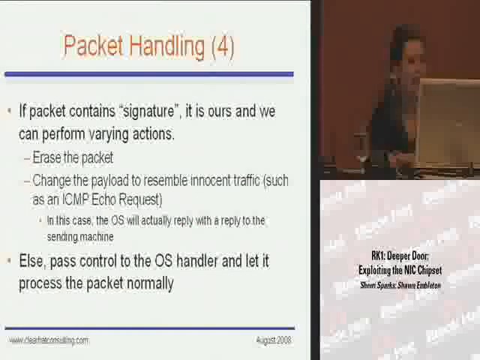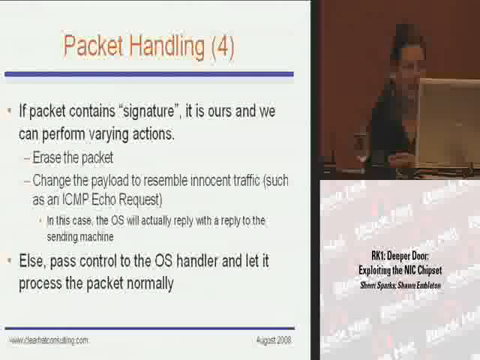So if the packet contains our command and control signature, there's a couple of different things we can do. We could erase the packet, or we could change the payload to resemble something innocent, for example, like an ICMP echo request. A little bit later, Sean's going to do a demo that shows a couple of different scenarios and how the OS handles that. In the case of an ICMP echo request, the OS will actually reply. Which is kind of interesting, because you could almost use that to know if your rootkit is still alive and sending data out.